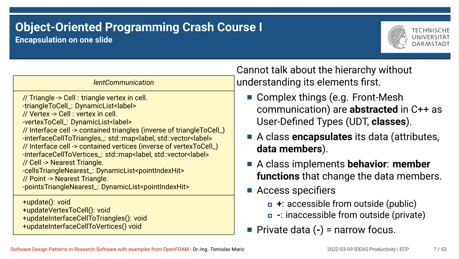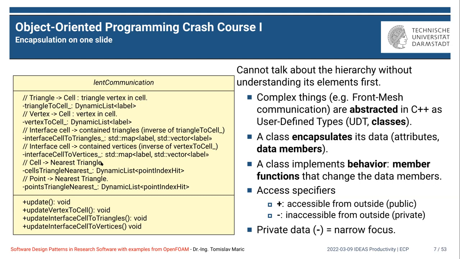So what we do not want to do is, if you look at the code snippet to the left, you see this large amount of data, right? Triangle to cell, dynamic lists, cell to triangles to vertices, all these kinds of maps and indices.